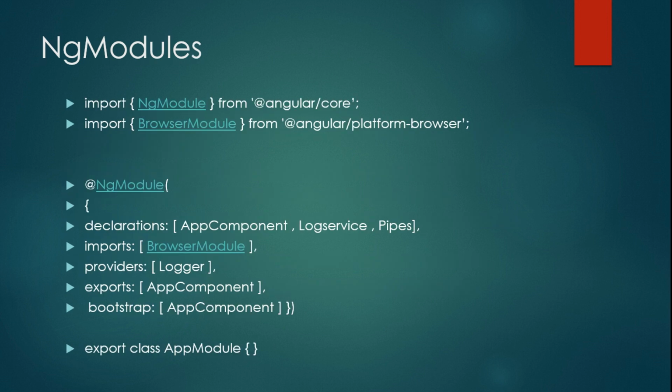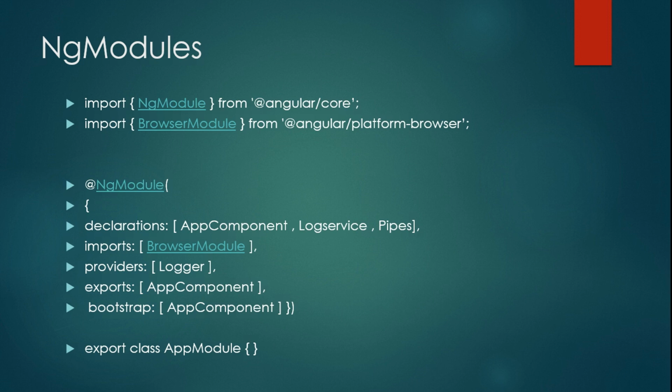So this is app module. By default, Angular creates the root module as app module, and that is the root module. That module is decorated with the NgModule. Any class which is decorated with NgModule, we call it an NgModule.